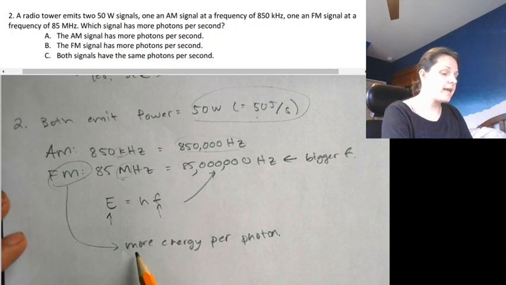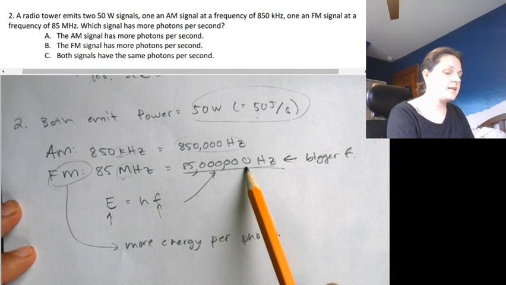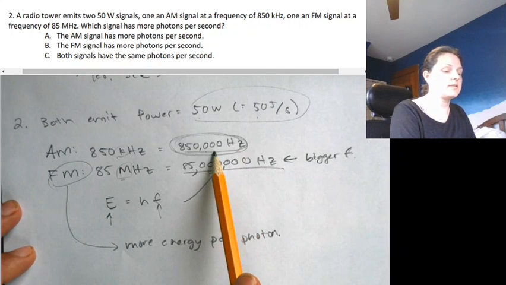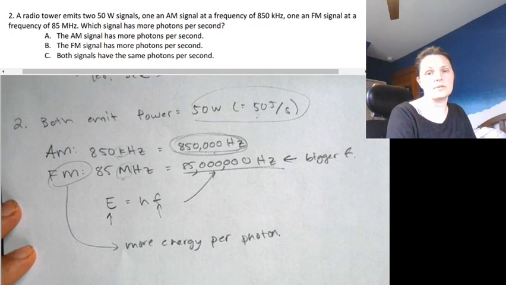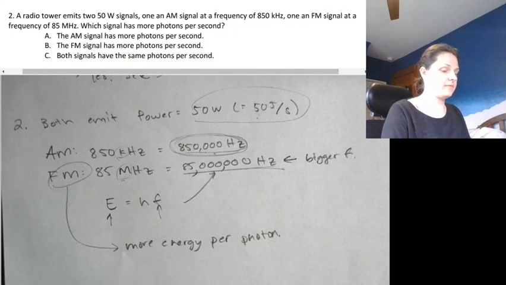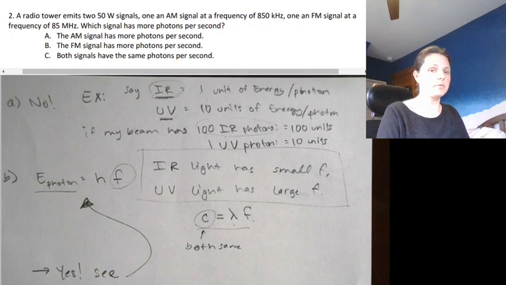So there's more energy per photon here, and that must mean that we need more of these photons to get up to 50 joules. Okay, let me give you a more concrete example, following up from what we were doing here.